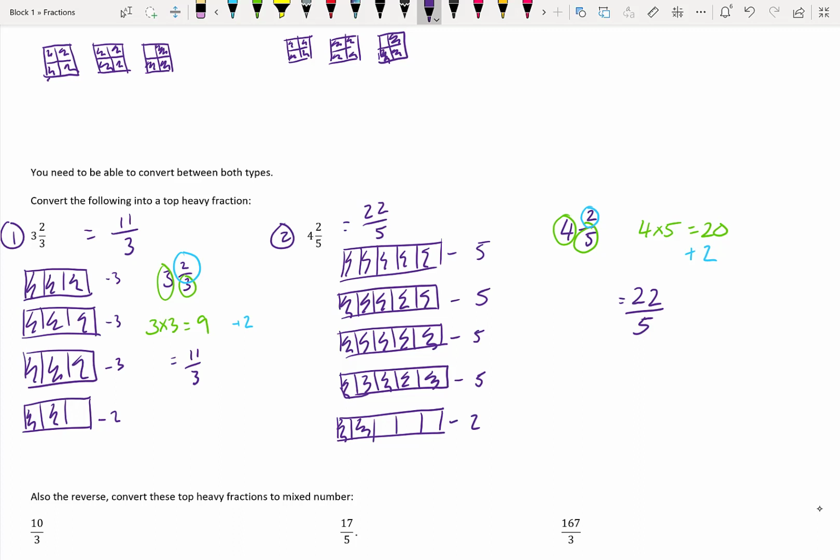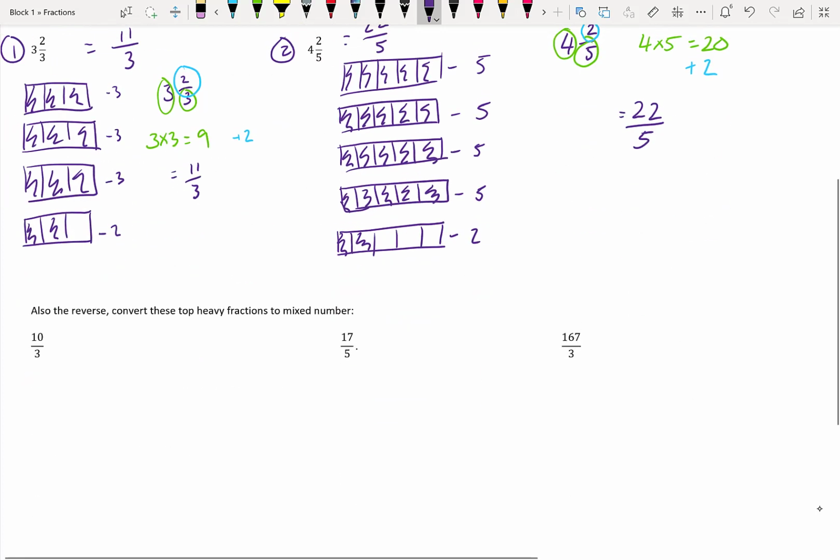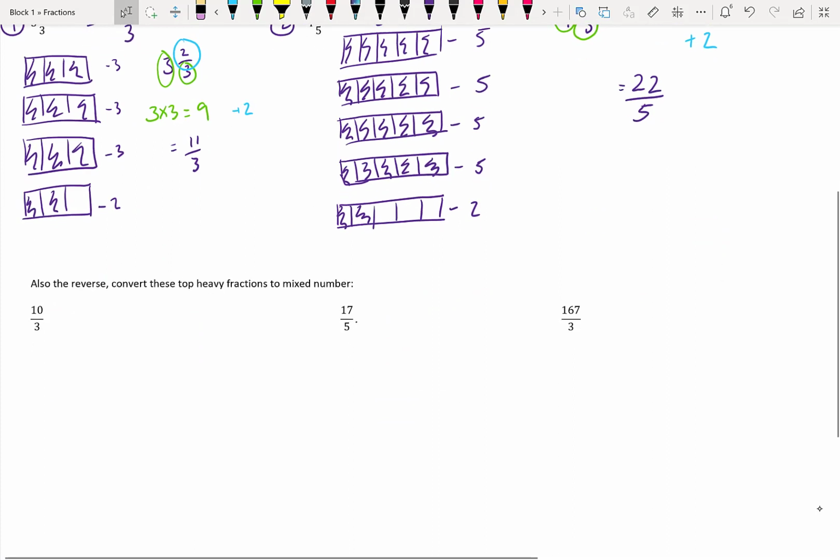Okay, so we can change them either way. If you want to draw out the pictures, you can do so. Or if you want to use multiplying it out, which is a little bit quicker, you can do so as well. It doesn't really matter which way you do it, you just need to be able to do it.